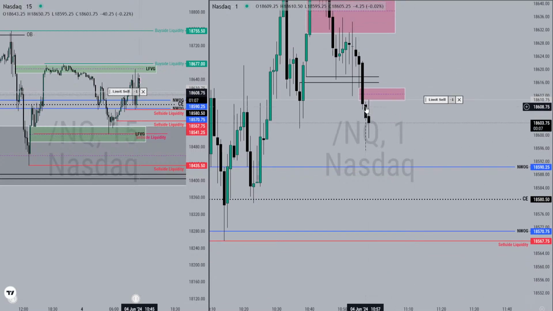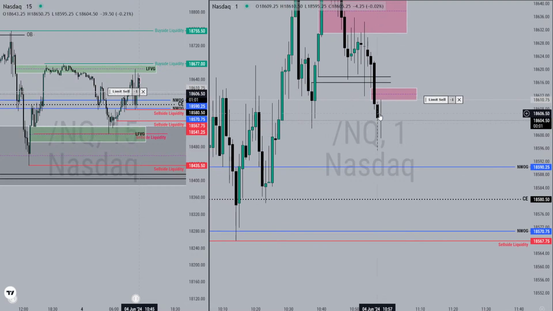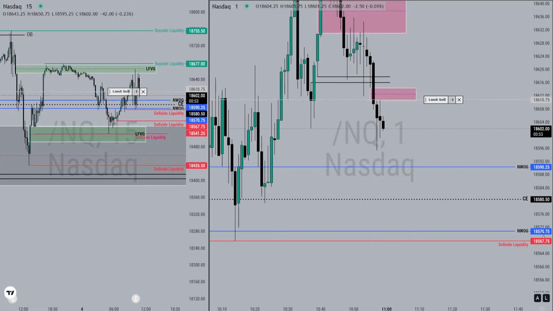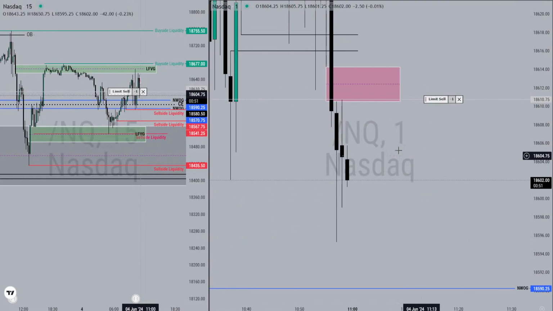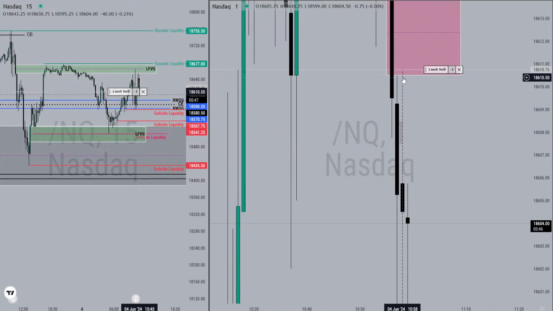I didn't notice that my entry is a little higher of this fair value gap. But let's see if it takes me or not. I just missed the opportunity because I didn't place my entry at the low of that fair value gap. Okay, so it didn't fill. Over here you can see, it didn't fill.